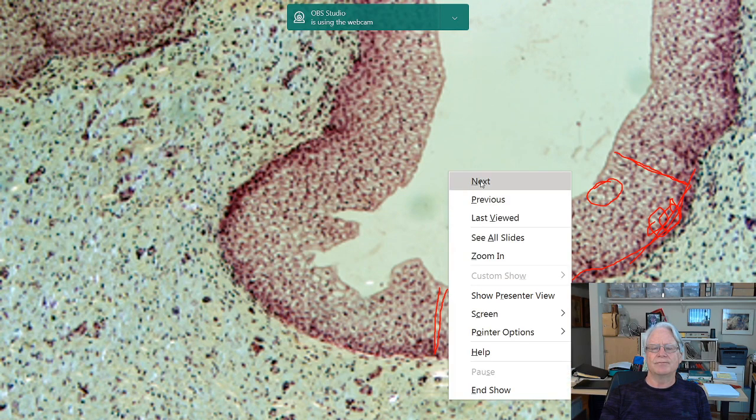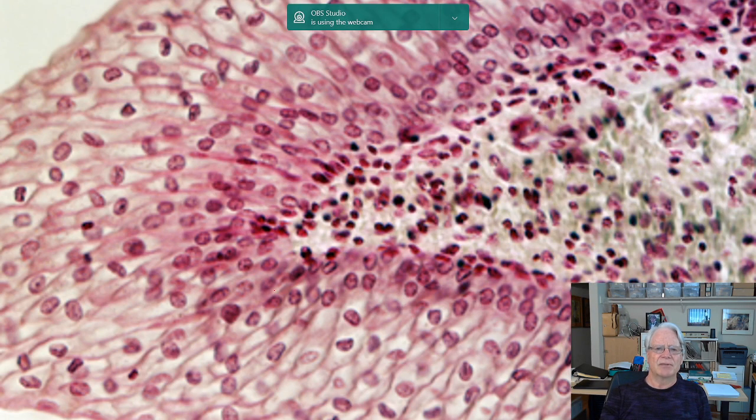Okay. So same pattern. A lot of densely packed nuclei, not so densely packed. Cells are larger here and smaller down here. Okay.